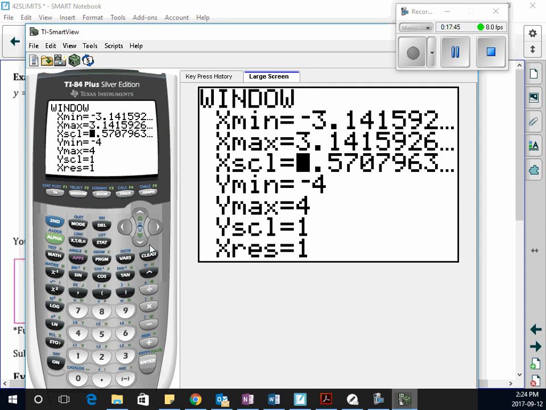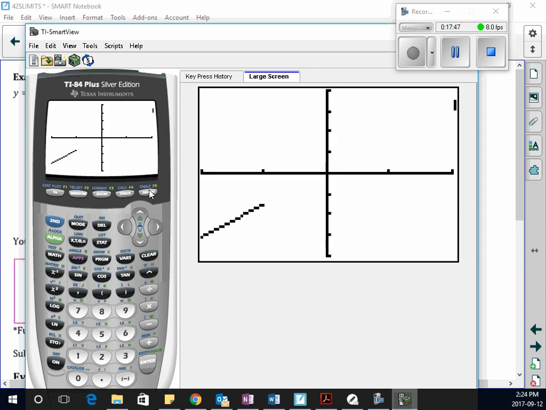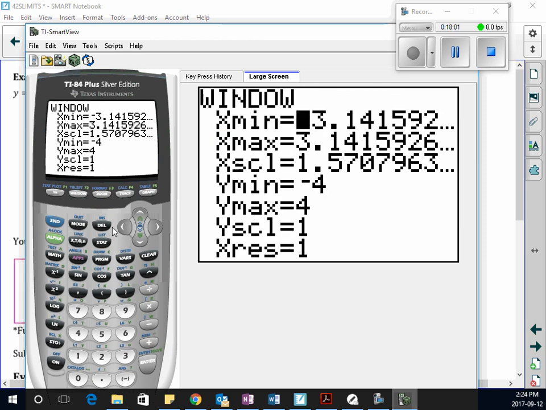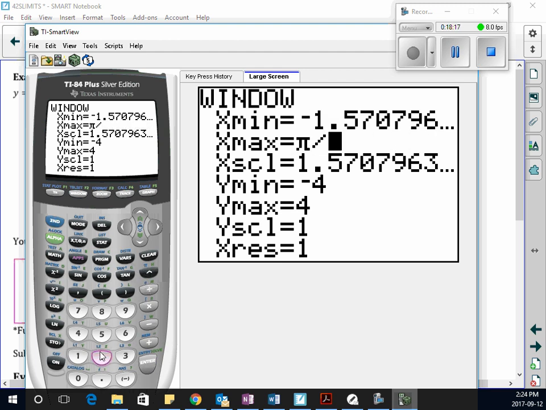This is in my window settings. So now it's a little bit more zoomed in. I could even zoom in more. So I'm going to zoom in even more because that doesn't even help me much. So I'm going to go to my window, and maybe I'll do negative pi over 2. Did anybody find one that was a good window setting? You just kept zooming in? Maybe I should just do that already.